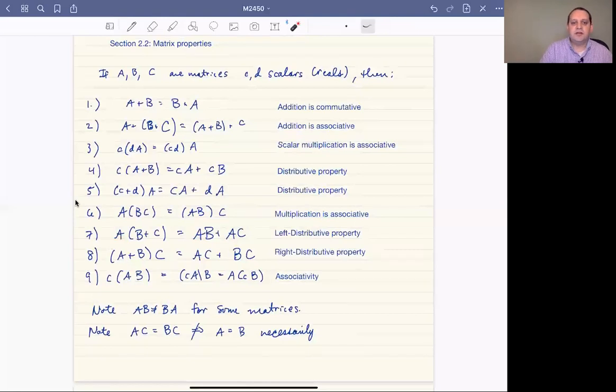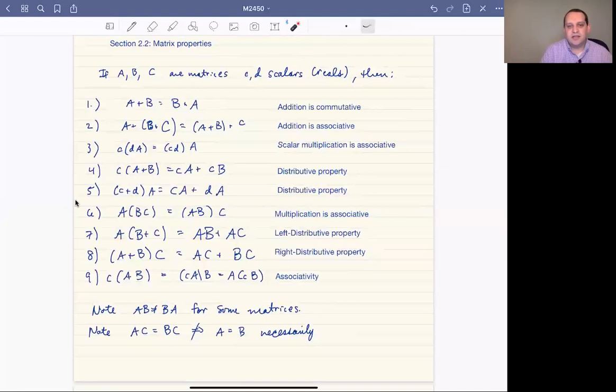A few things are different with matrices than real numbers. One we've already seen before, and that's that matrix multiplication is not necessarily commutative. There are some matrices that when you multiply, they're commutative. The order doesn't matter. In general, for most matrices, the order of multiplication does matter. A times B is not B times A for most matrices.